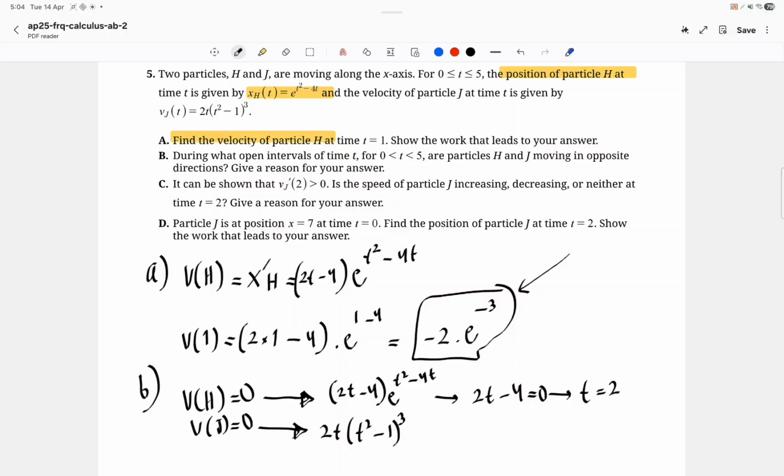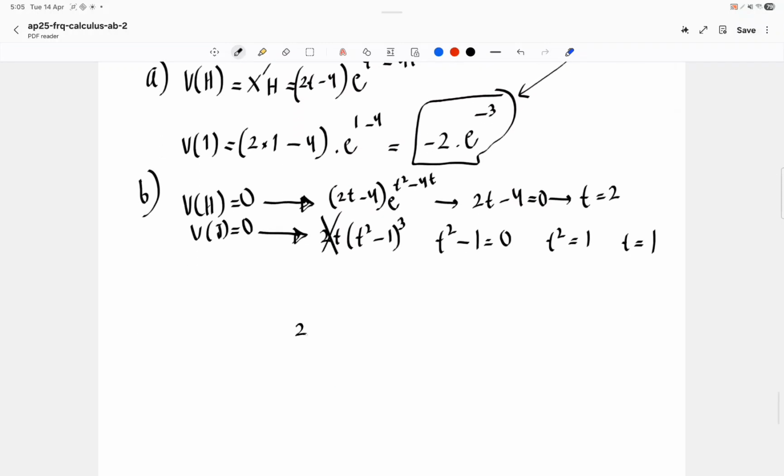Now here they're saying from 0 to 5, not including 0, including 5. So we don't care about this. We just care about t squared minus 1 is equal to 0, t squared is equal to 1, t is equal to 1. So now we have two critical points, at 2 and also at 1. At 1, the VJ is equal to 0. At 2, the VH is equal to 0.